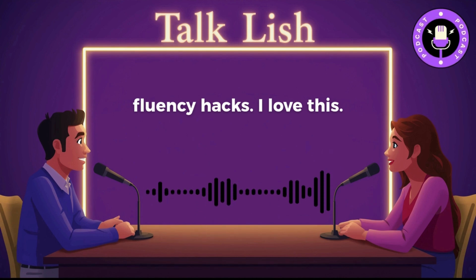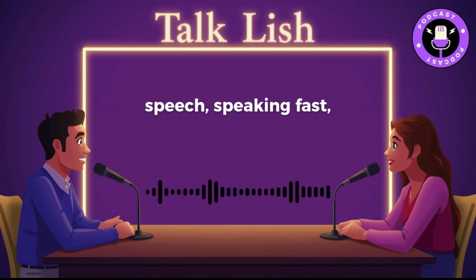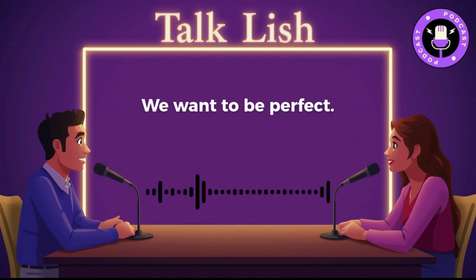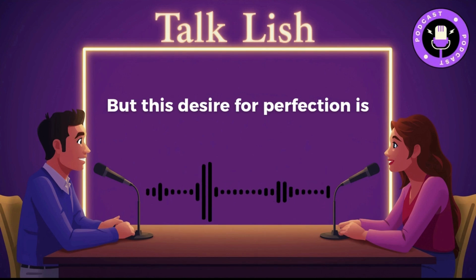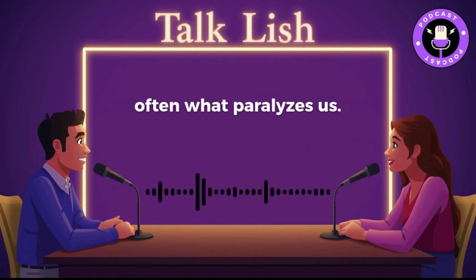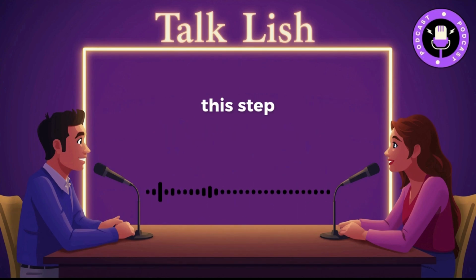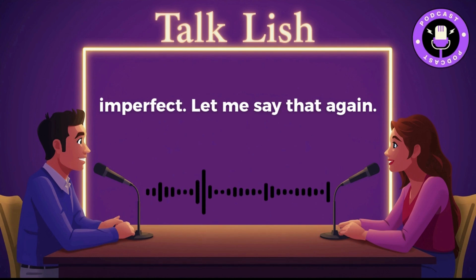I love this. So much of the fear around speaking fast comes from a fear of making mistakes. We want to be perfect. We don't want to sound stupid. But this desire for perfection is often what paralyzes us. Exactly. So the first and most fundamental part of this step is to give yourself permission to be imperfect.